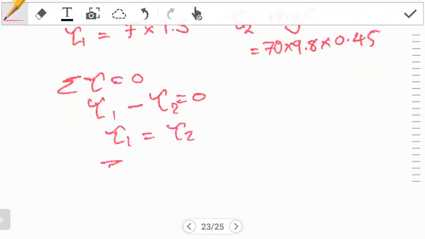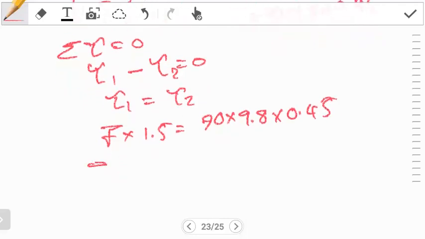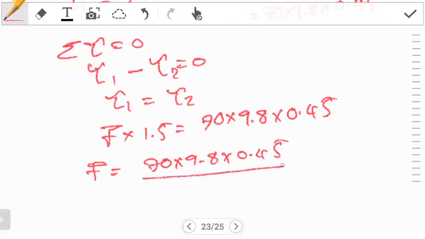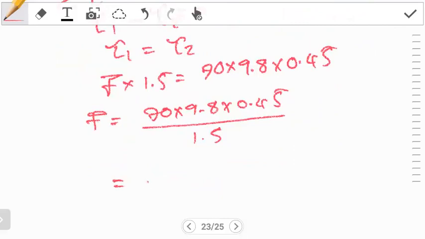So from here, F multiplied by 1.5 is equal to torque 2, which is 70 by 9.8 by 0.45. So F is equal to 70 by 9.8 by 0.45, divided by 1.5, and what we get is F equals 205.8 newtons. So this is the force that we'll get.